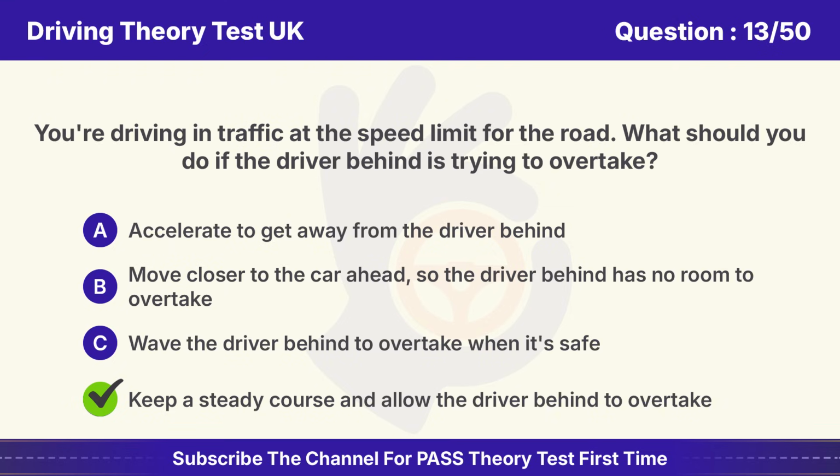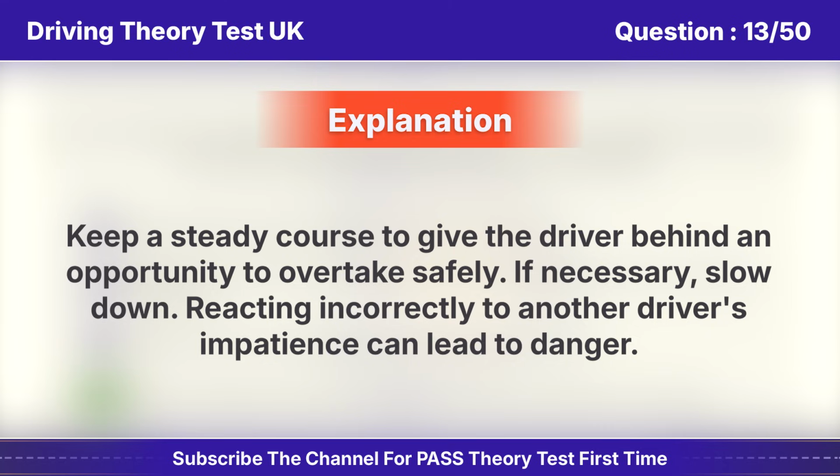Answer is D. Keep a steady course and allow the driver behind to overtake. Keep a steady course to give the driver behind an opportunity to overtake safely. If necessary, slow down. Reacting incorrectly to another driver's impatience can lead to danger.